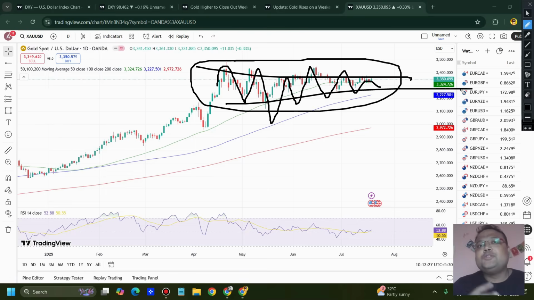And sadly, there is not much volatility also in the market. When we get a trending market, it becomes easier for us to trade. But when we get a choppy market, then obviously it is hard to trade.